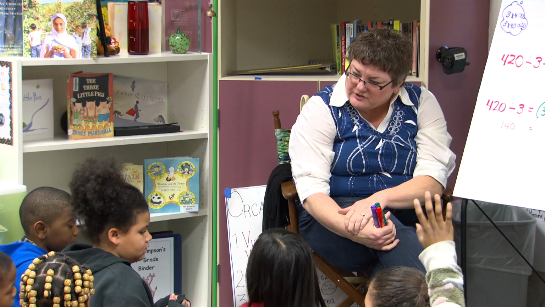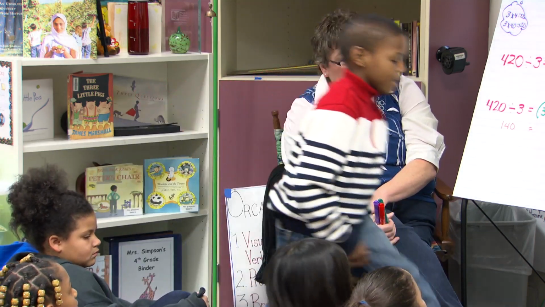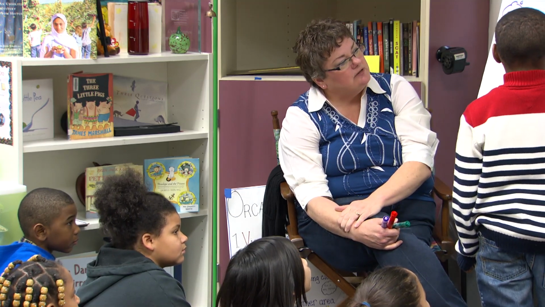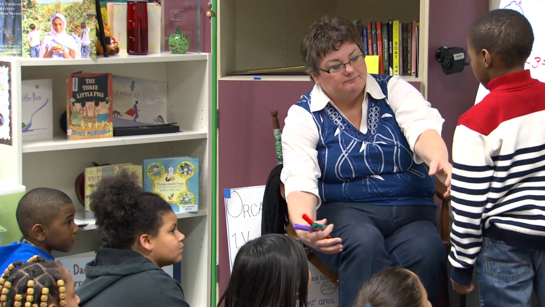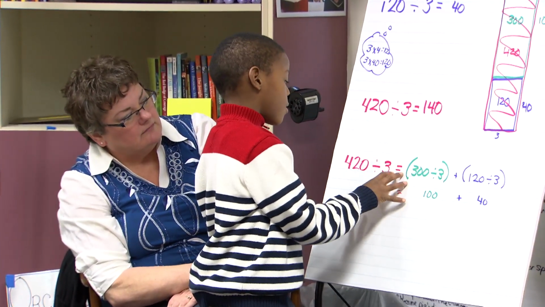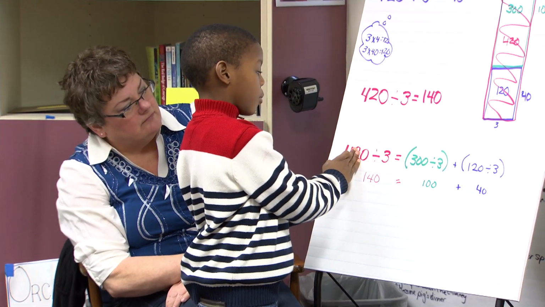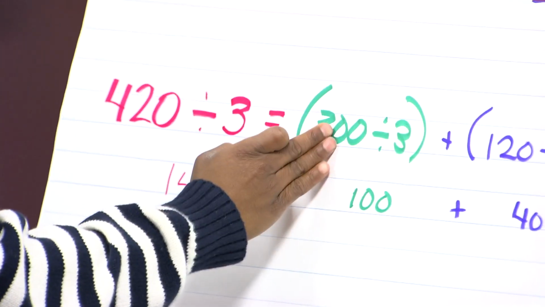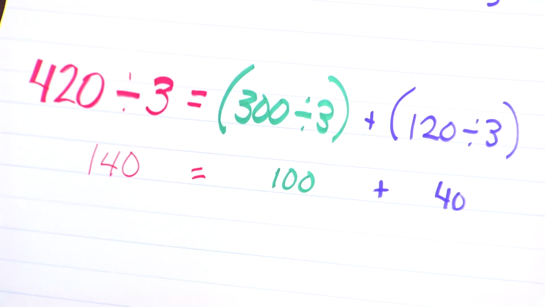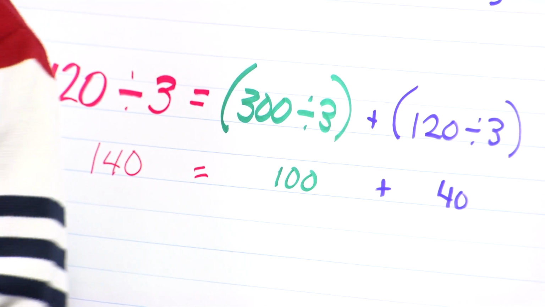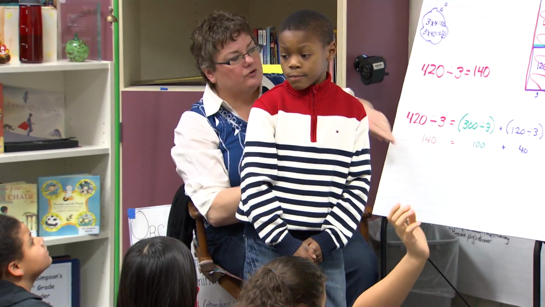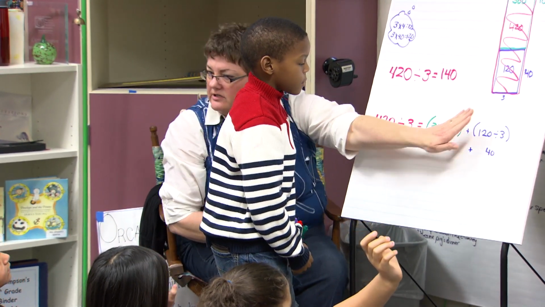Come on up here and show us on the picture. Andre is asking, why is it that we're adding right here? And can you show us on the picture why we're doing that? Because if we switch all of these around, it would be 120 divided by 3, and then it would be 300 divided by 3, and then that right there equals 420 divided by 3. Oh, so you're saying that we could switch it around. Is that what you're talking about? Or you're wondering why is it that we're adding this green part to this purple part?